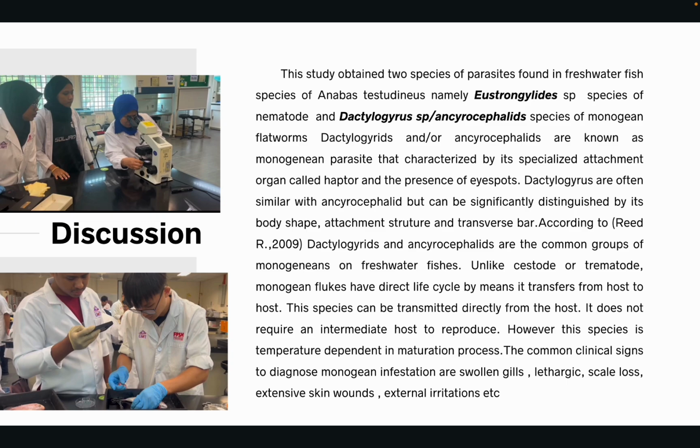Unlike cestodes or trematodes, monogenean flukes have a direct life cycle, meaning they transfer from host to host. This species can be transmitted directly from the host and does not require an intermediate host to reproduce. However, this species is temperature-dependent in its maturation process. The common clinical signs to diagnose monogenean infestations are swollen gills, lethargy, scale loss, extensive skin wounds, and external irritation.